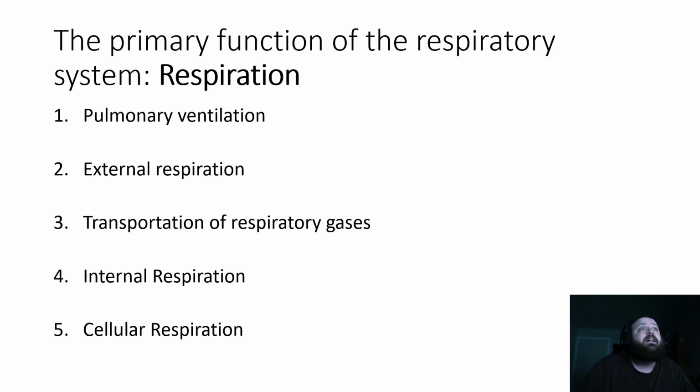And then it also allows for them to produce carbon dioxide. Remember, carbon dioxide is produced as a waste product of cellular respiration. So that's it. This is the purpose of the respiratory system, 5 different stages of respiration. And we already covered the cellular respiration piece, but now we're going to talk about the first 4.